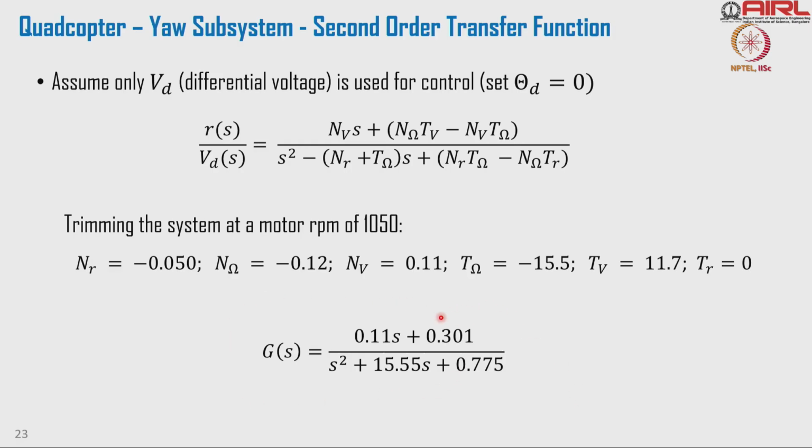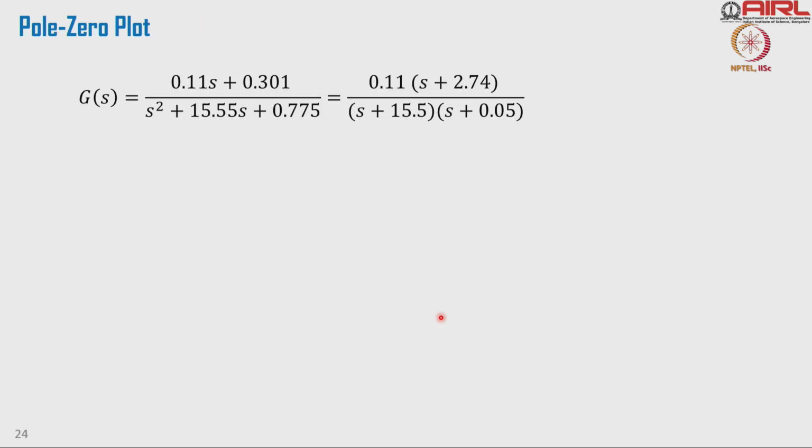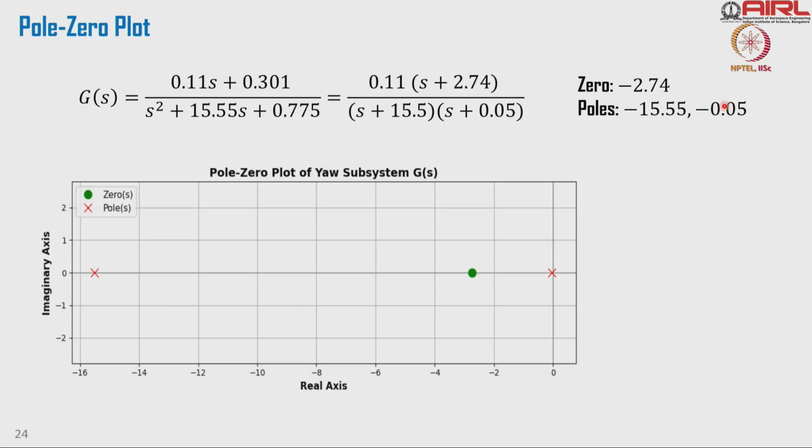So now I can analyze how the response of this particular drone is. I can look at the pole zero plot. What are the pole locations and zero locations? I have one zero at 2.74, one pole at 15.55, and another pole at 0.05. If I try to plot this, there is a pole very close to the imaginary axis, one pole very far away, and there is a zero. But this zero is also very far from the pole location.